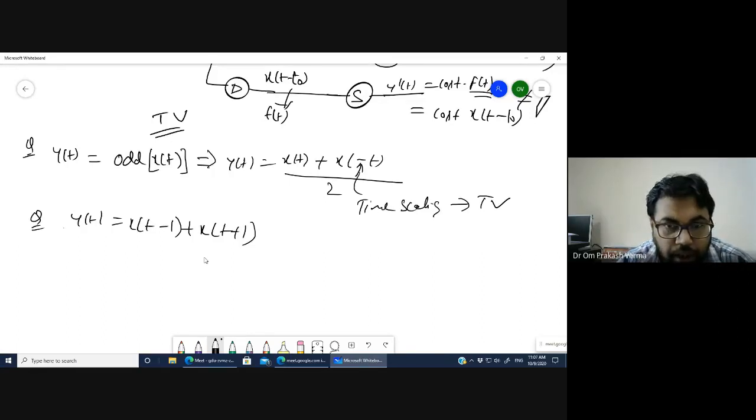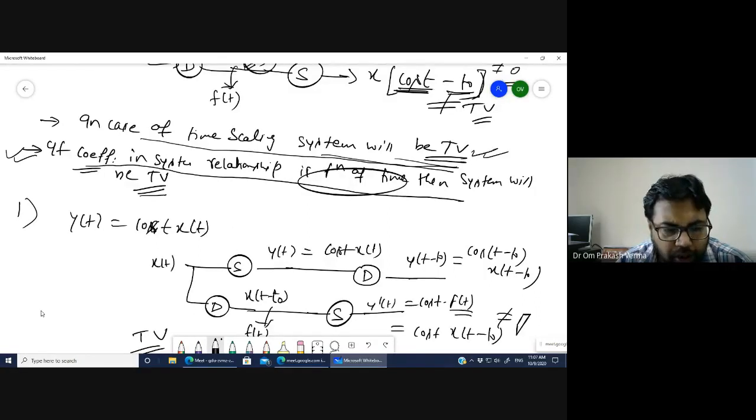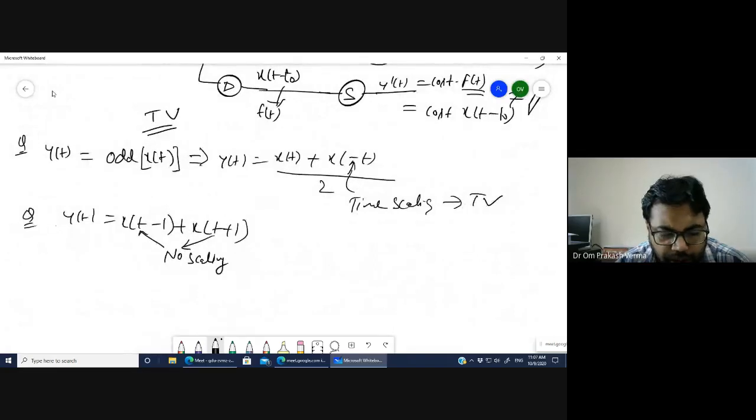But now tell me, is it time variant or invariant? Is there any scaling in time in both the functions? No scaling, right? The second point of discussion is the coefficient. If the coefficient in the system relationship is a function of time, the system is time variant, right? So is there any function of time in the coefficient of this question?